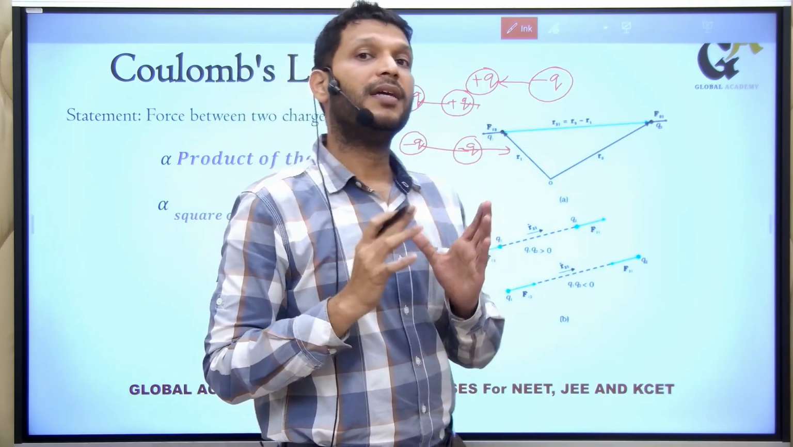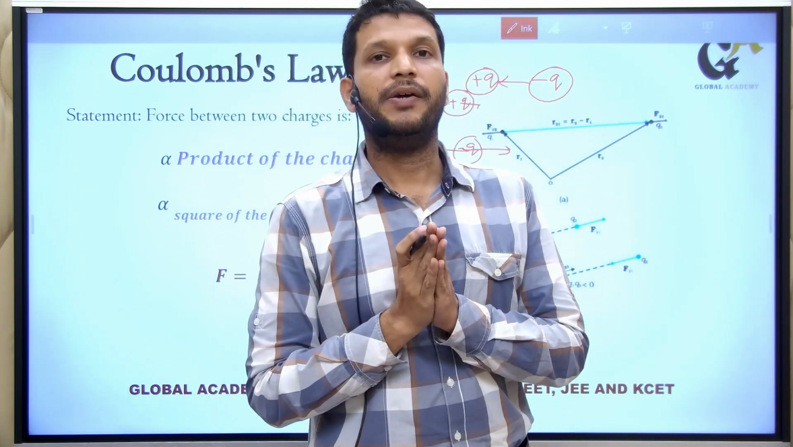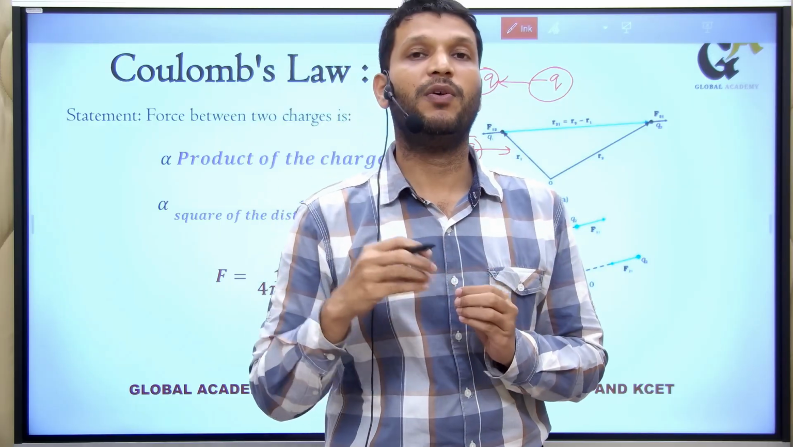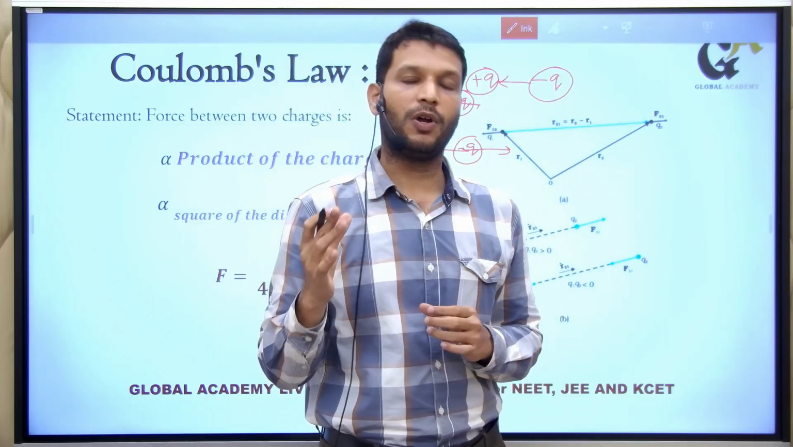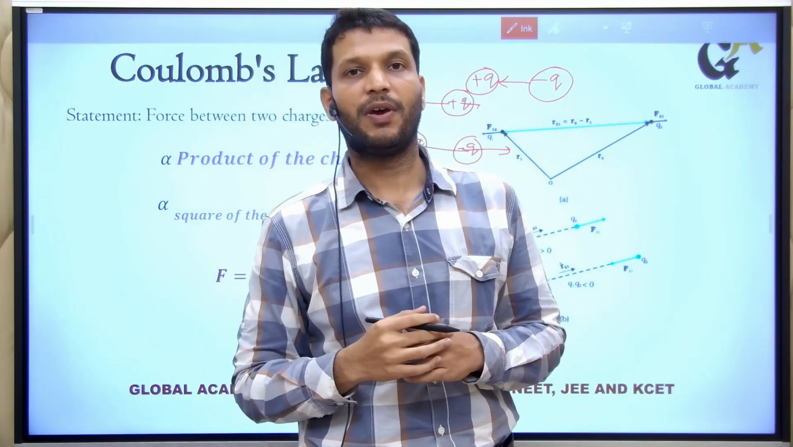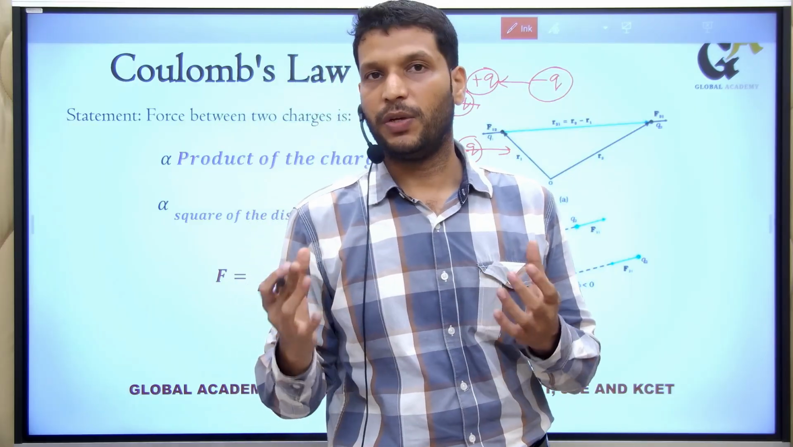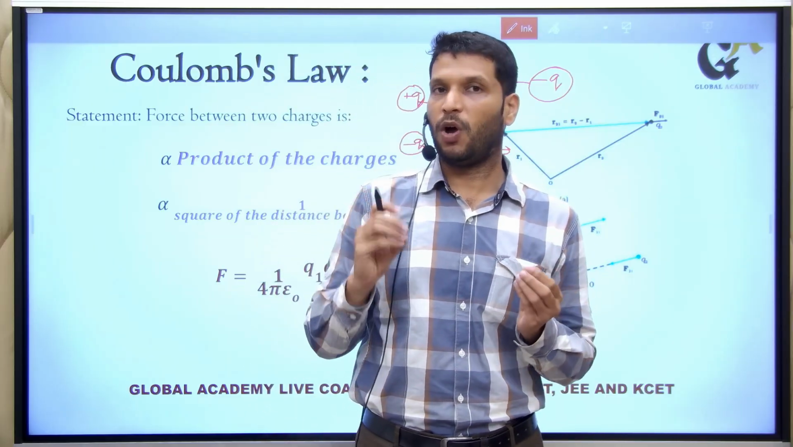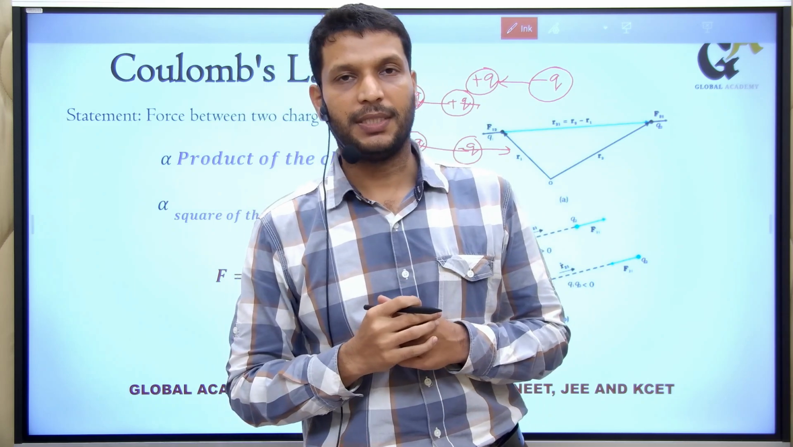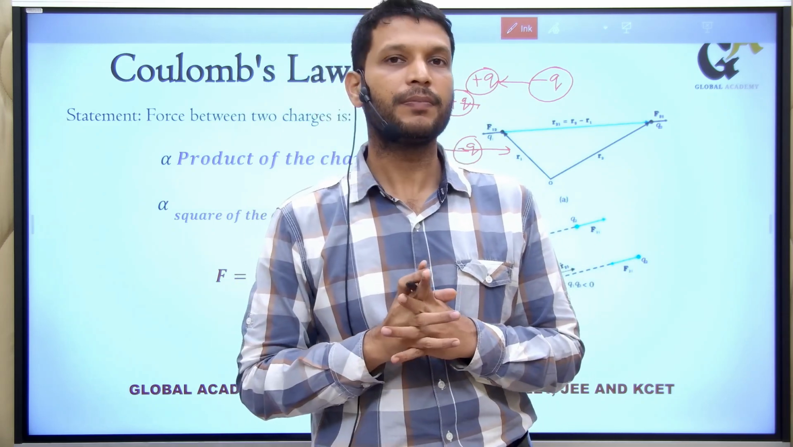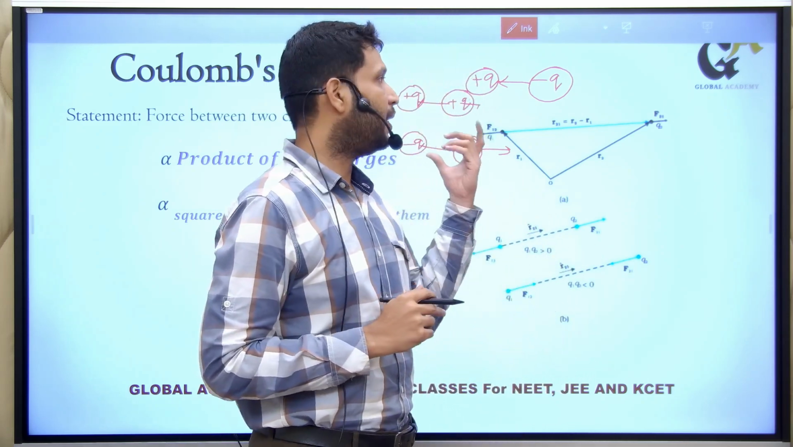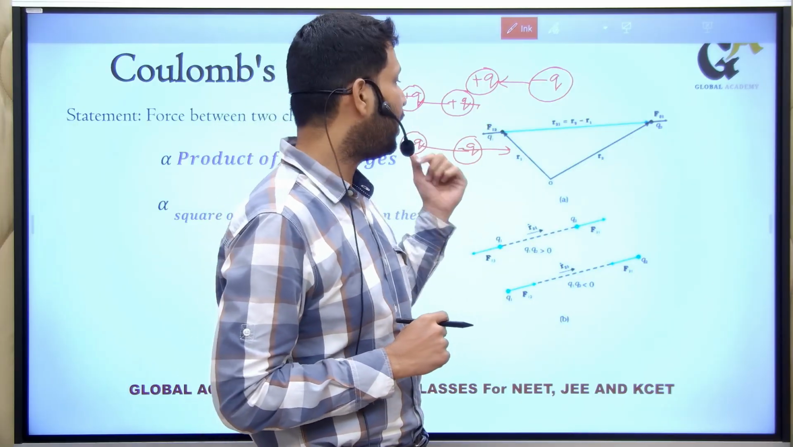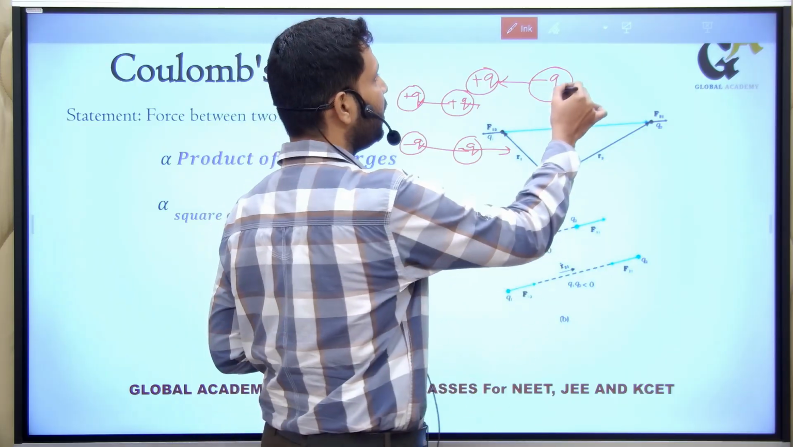Like the magnets, when you are bringing two like poles, that is north and north poles or south and south poles, towards each other, they are going to repel each other, right? However, if you bring the north pole and the south pole towards each other, at that time they are going to attract. Similarly here also, the two like charges are going to repel and two unlike charges are going to attract.